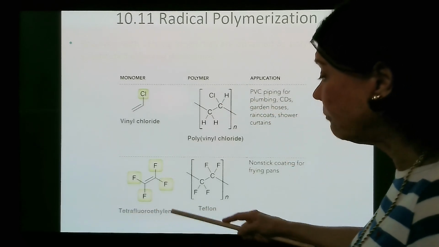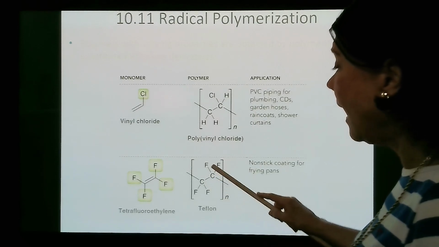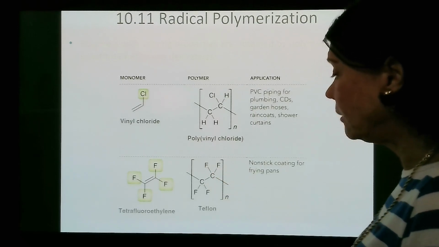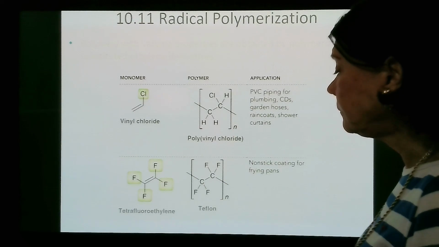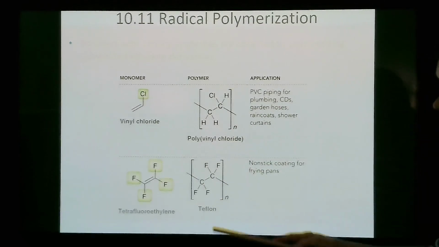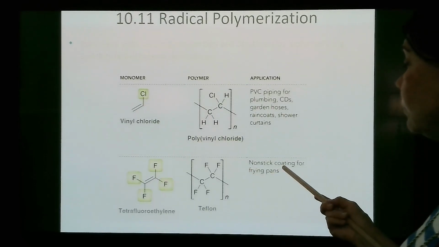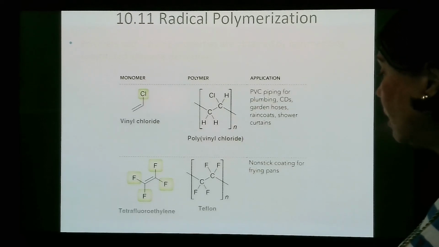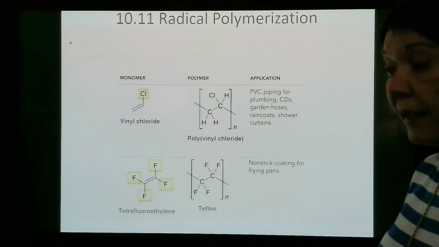Or you can have tetrafluoroethylene polymerize, and you'll have every carbon in the chain difluorinated. And so this was Teflon, and it was used initially as a nonstick coating for frying pans.